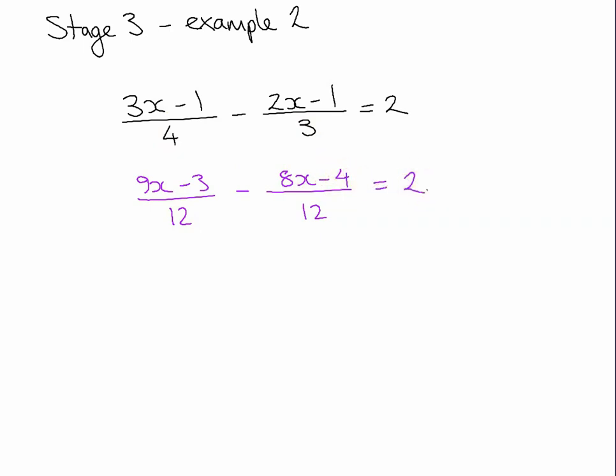Let's times this one by 4. And let's not lose our equation. Now let's subtract them. So we have all over 12. We've got 9x minus 8x. So, oh, silly boy, that's 1x. And we have, be careful here, minus 3 minus minus 4. Okay, so minus 3 plus 4 is 1.